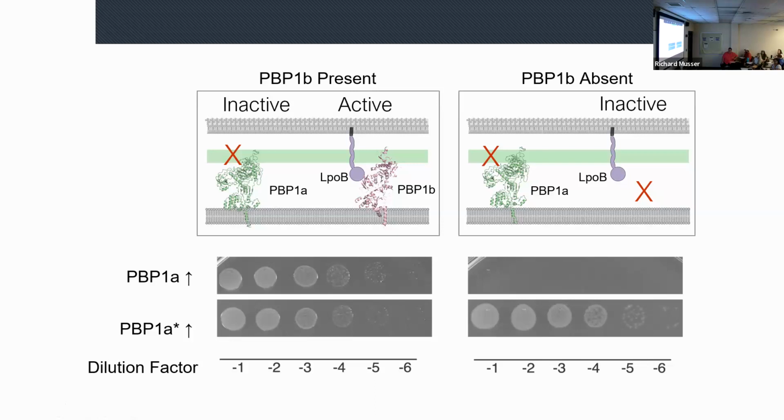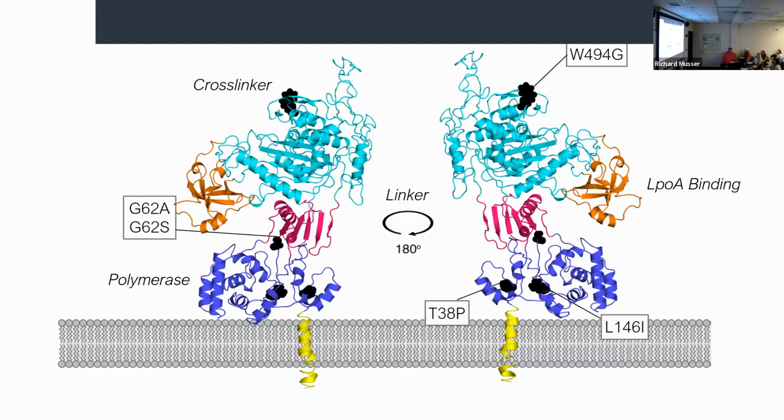Now, where were these mutations and what were they? I identified mutations all across the entire sequence of PBP1A, all of the different domains. Shown here in dark blue is the polymerase domain. In the light blue or teal, that is the cross-linking domain. The pink in the middle is the linker domain, and the orange is the lipo-A binding domain. I identified some in the cross-linker, the polymerase, and that linker domain.